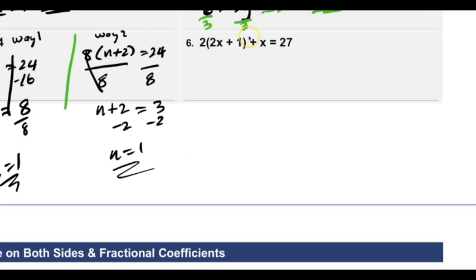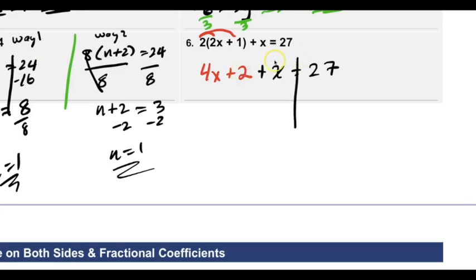Over here, there's only really one way to do that. So we distribute. So we get 4x plus 2. This is 2 times 2, which is 4. 2 times 1 is 2. Everything else stays exactly the way it was. Plus x equals 27. Now here is my equal sign.